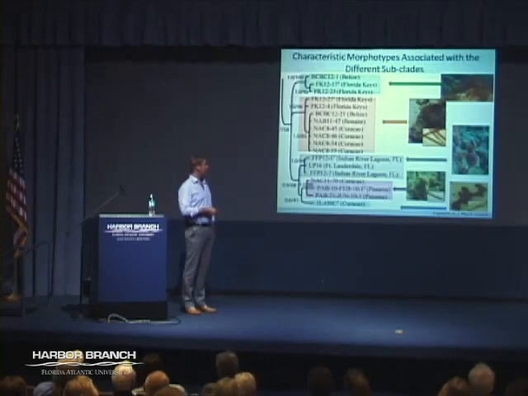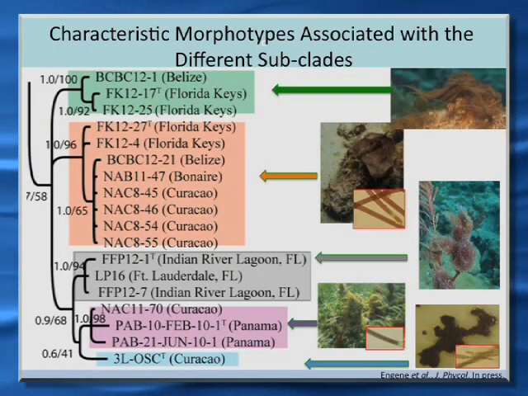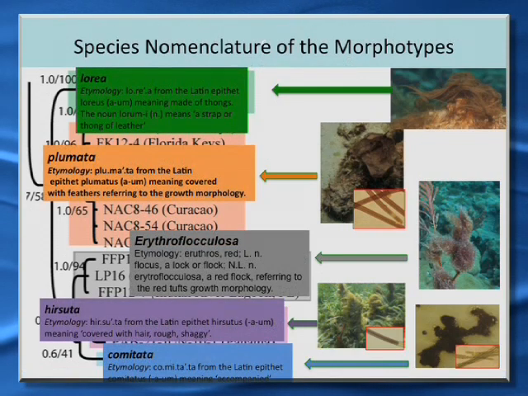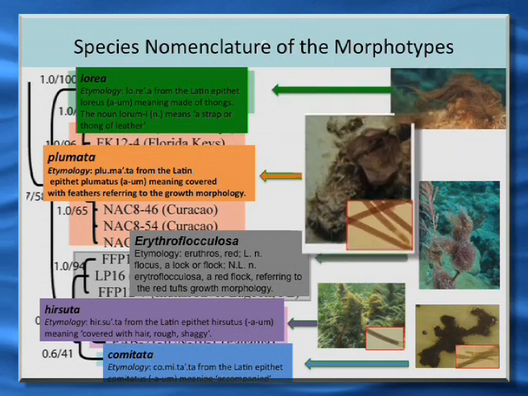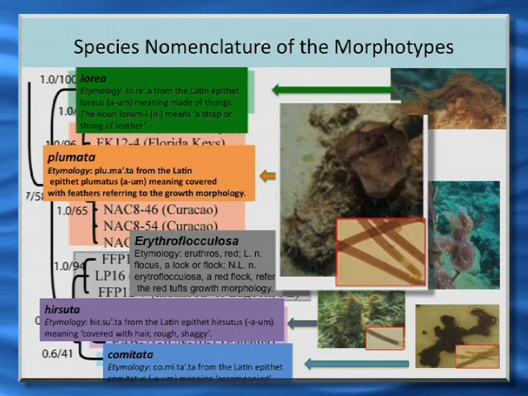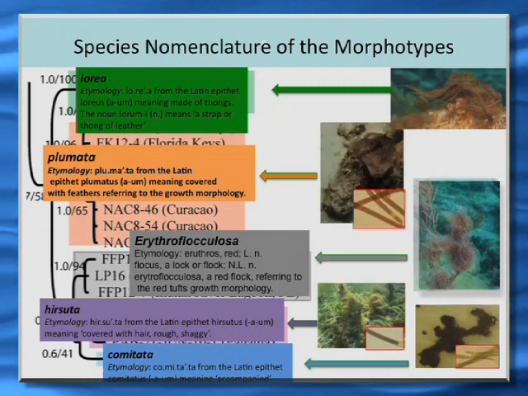And what we found is that they actually had very unique growth morphologies. And we used these different growth morphologies to name these different species. So the first one, Lorea, forms a very unique whip-like growth morphology. And plumata means feathery pillow, it forms like a pillow-like thing.